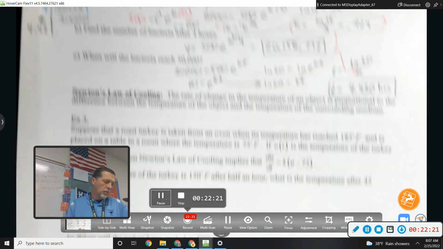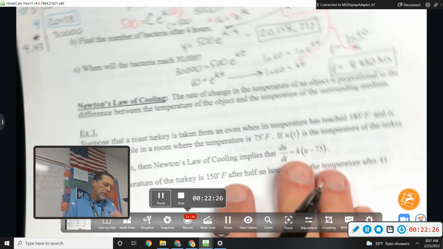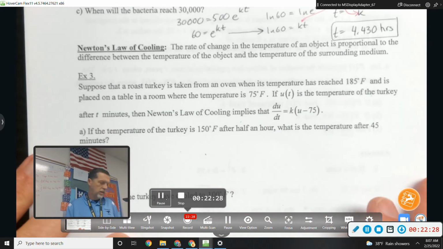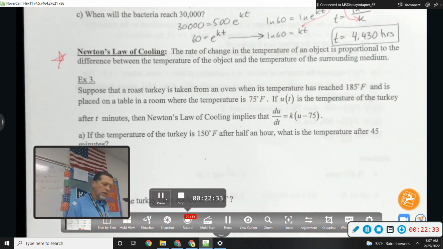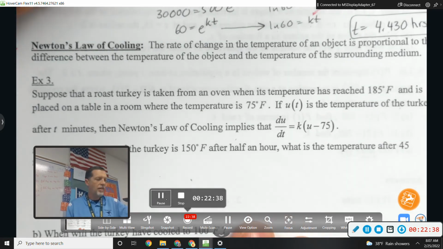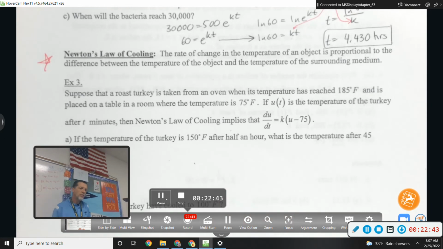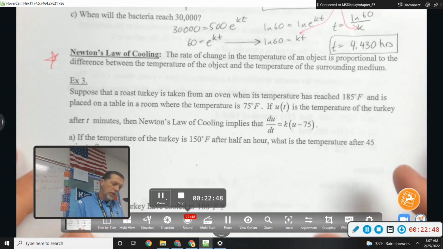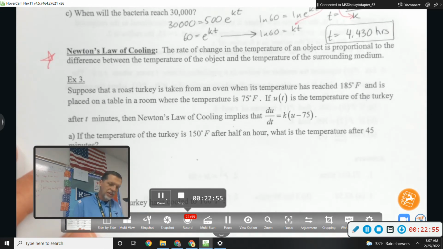All right, one more today, and then the assignment will be 1 through 3 on the back. Newton's law of cooling. For whatever reason, I feel like I should star this problem, probably because there's one like it on the top. How about that for novelty? The rate of change in the temperature of an object is proportional to the difference between the temperature of the object and the temperature of the medium. Whoa, that's a mouthful. Let's slow down on that.